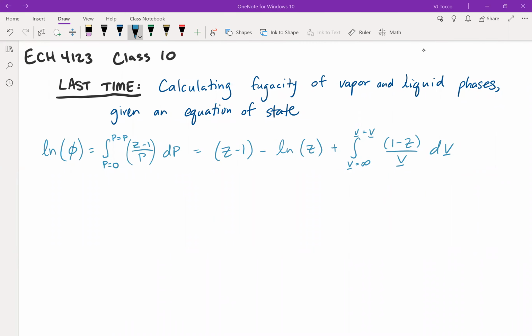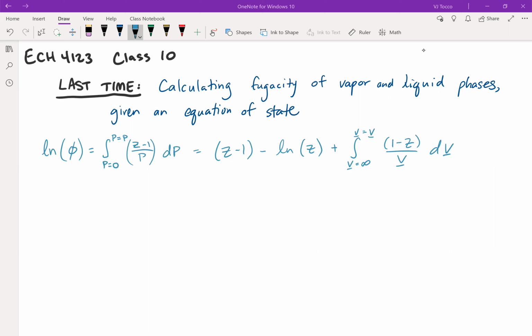Last time in phase equilibria, we discussed how to calculate the fugacity of a vapor or a liquid phase if you were given an equation of state. Recall that the usefulness of this is because you can apply the equilibrium criteria that the fugacity of the vapor has to equal the fugacity of the liquid if the phases are in phase equilibrium. You would do that by applying either one of the following two equations.